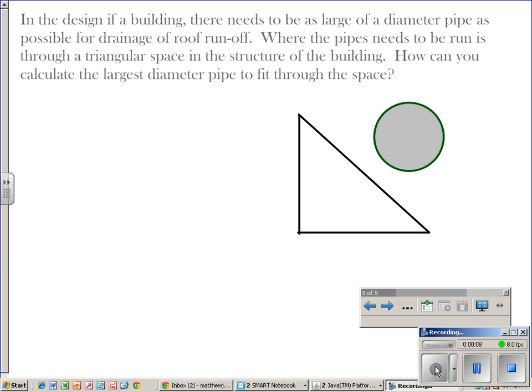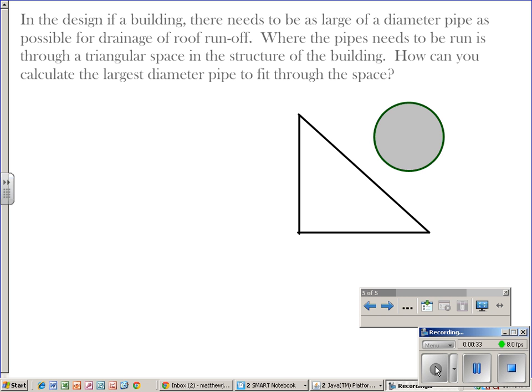Not really any new notes. Well, there is a little bit of new notes. I shouldn't say that. But it's an application. In the design of a building, there needs to be as large of a diameter pipe as possible for drainage of roof runoff. Where the pipe needs to be run is through a triangular space in the structure of the building. How can you calculate the largest diameter pipe to fit through this space?